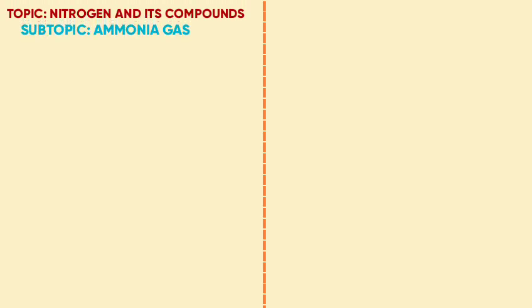Welcome learners. Today we look at nitrogen and its compounds. Subtopic is ammonia gas. We look at two things: laboratory preparation and industrial manufacture.